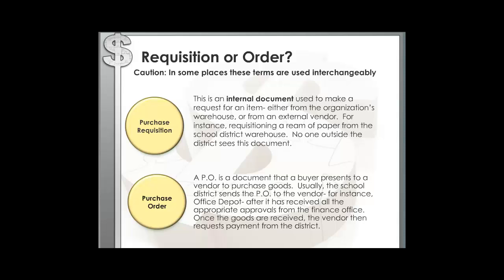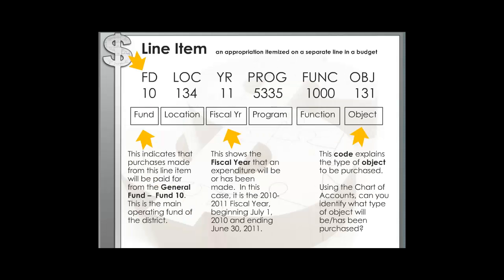Think of a purchase requisition as an internal document, sometimes used just to request a purchase order or the first step in generating a purchase order. And sometimes when a district has a local warehouse where they keep chalk and paper and that kind of thing that's commonly used, a requisition can be used just to request some of those supplies from the district warehouse. A purchase order, being an external document, is the piece of paper that's given either electronically or hard copy to a vendor to order some materials.